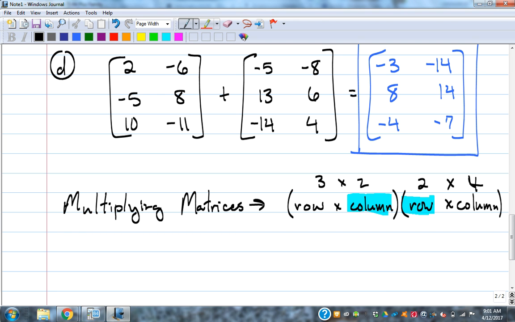The columns in the first one must match the rows in the second one. Matrix multiplication cannot be swapped with order. With regular numbers, 2 times 3 is the same thing as 3 times 2. It's not the same with matrices. Multiplication of matrices is not commutative.